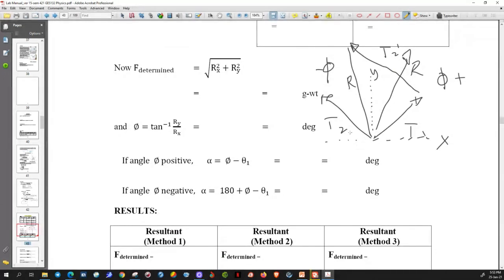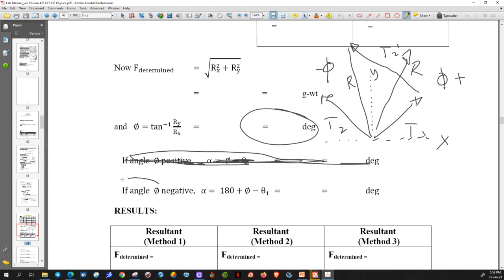If you can calculate, you will simply see here if it's positive or negative. That means if your phi is negative, you will forget about this one, and you will use only this equation. Is that clear, Shabab?